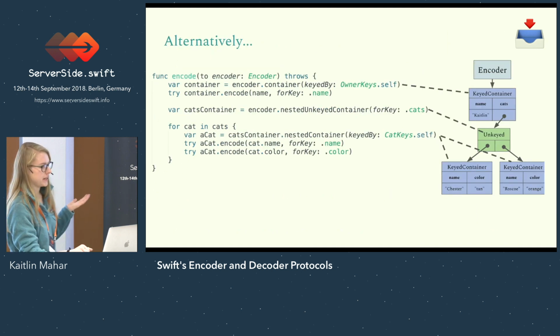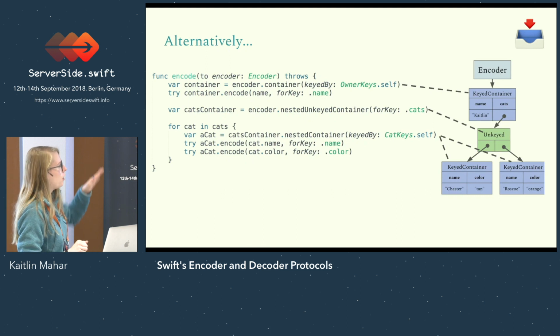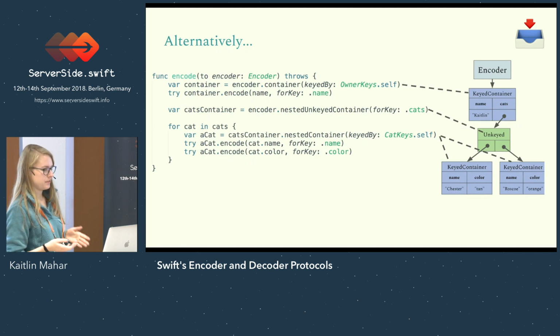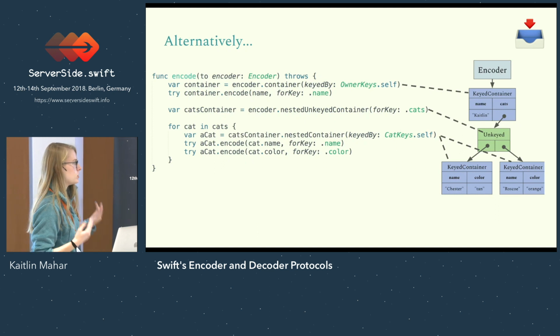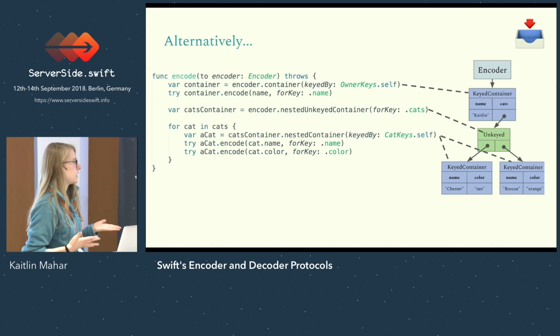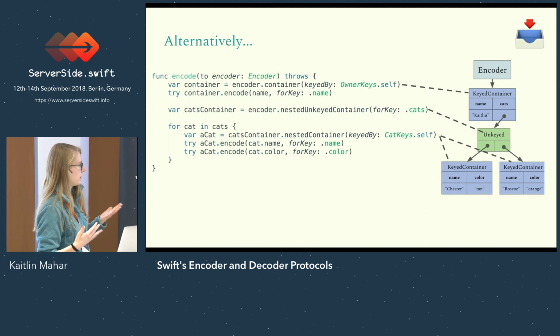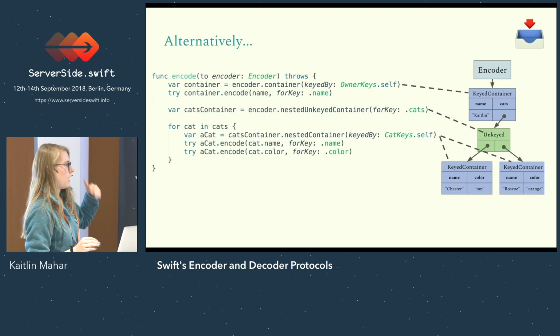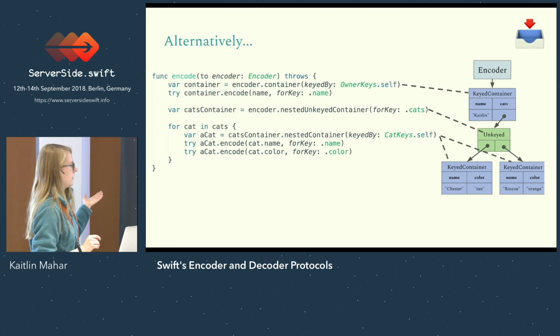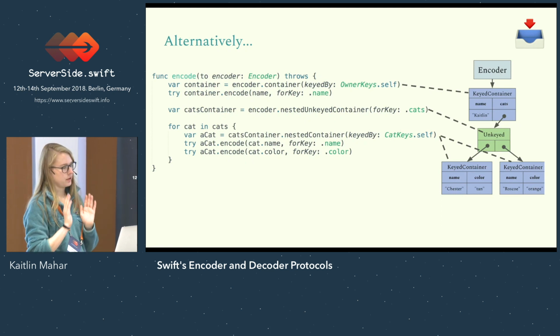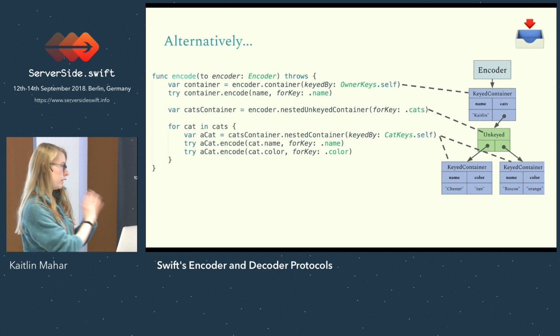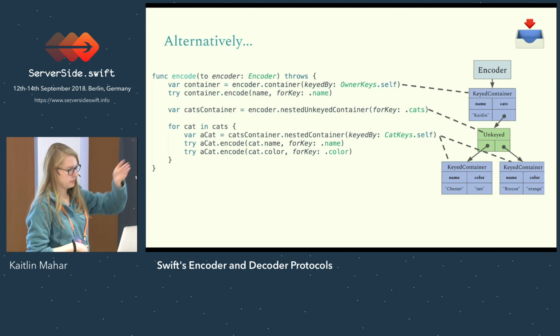Alternatively, we could have written this like this. We could have totally flattened it out and not relied on going down the different methods, because we do have these ways to directly create nested unkeyed containers and nested keyed containers from the top level. So maybe I would do this if for some reason I didn't want to make cat codable, or something like that, and I want to have it all here. But I prefer the first approach because it allows us to cleanly have the code for encoding a particular type with that type, as opposed to being a level above.